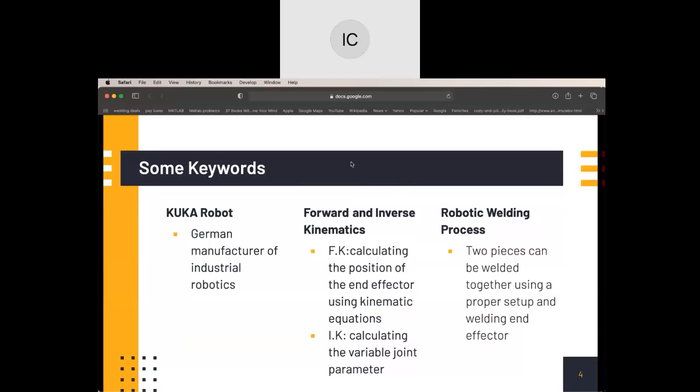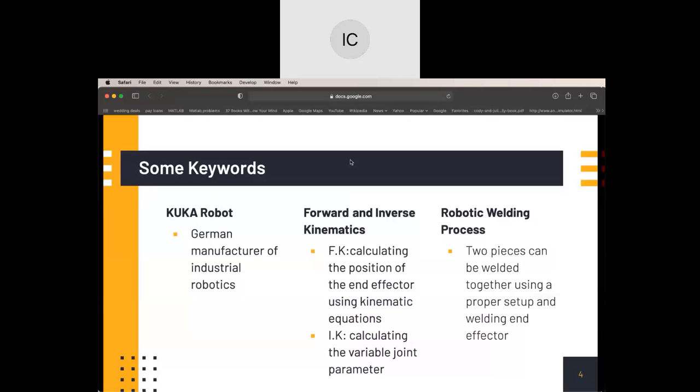Forward kinematics can be used to calculate the position and orientation of the robotic manipulator in terms of the joint variables in order to find the position of the end effector. While inverse kinematics are the opposite, the joint angles can be calculated using a specified position of end effector using kinematic equations.